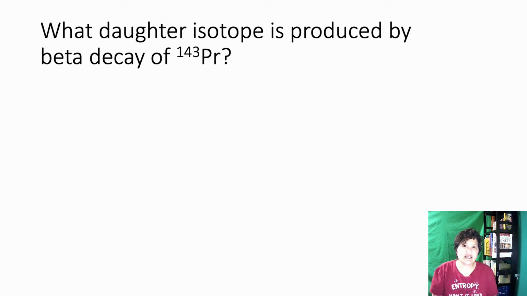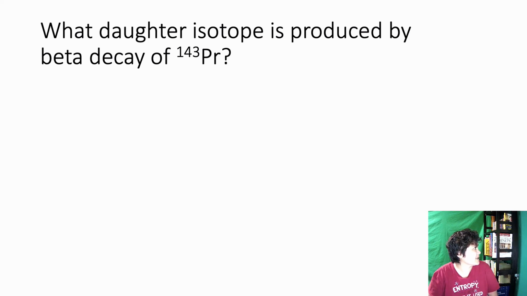Now let's look at another beta decay. What daughter isotope is produced by beta decay of praseodymium-143? There's an element we don't use a lot in our everyday lives. Well, you can look at your periodic table, and I will look at mine real quick.